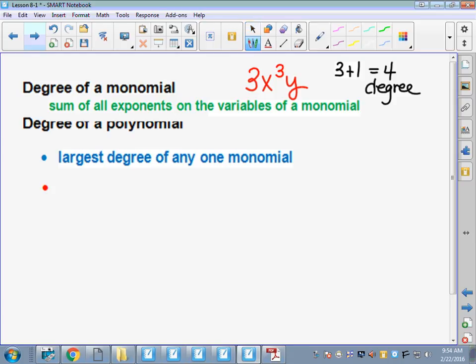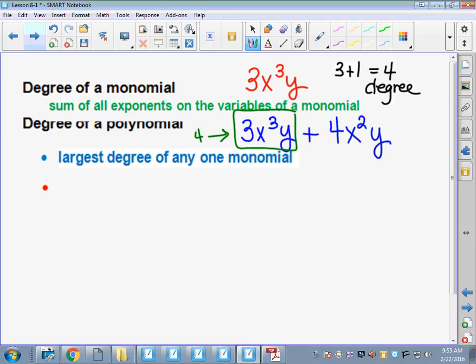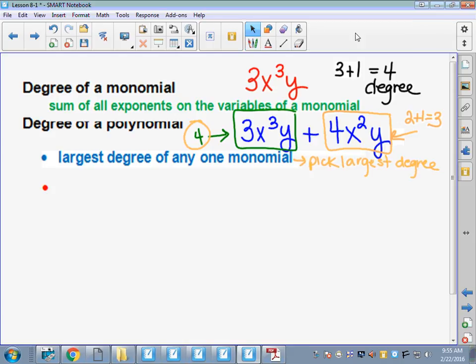So if I'm going to reuse that 3x to the third y, and then I'm going to add a 4x squared y. So we just decided the degree of this is 4, because 3 plus 1. The degree of this is 2 plus 1, or 3. So the degree of this polynomial is 4. Pick the biggest one. Pick largest degree. Don't add them all together. Do each term separately of that polynomial.